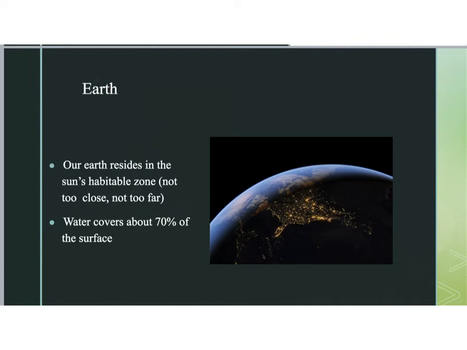Earth. All right, it's my personal favorite planet. It resides in the sun's habitable zone. Not too close, not too far. Sometimes it's called the Goldilocks zone, or you'll hear in the news every so often, scientists have discovered a Goldilocks planet in whatever other star system. They're saying it could possibly sustain life. If we could somehow get there, there could be life there, or we could survive there.